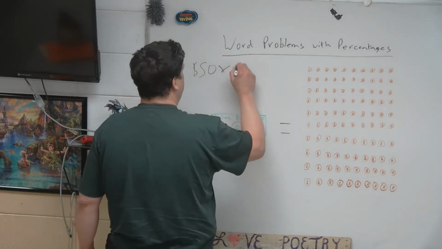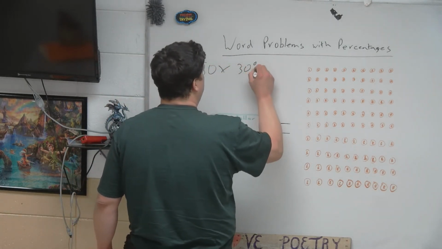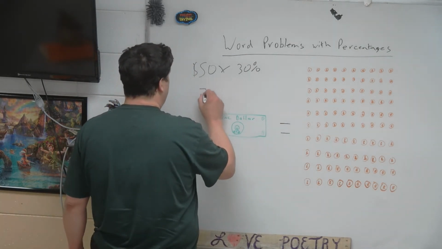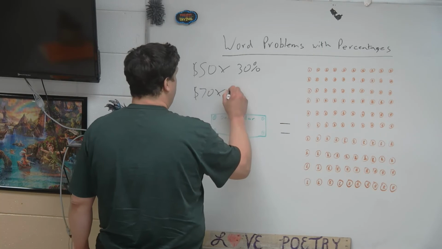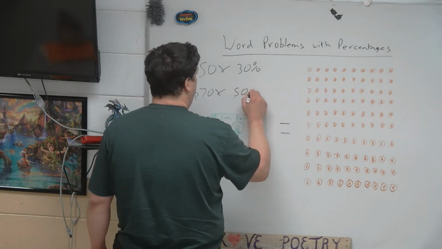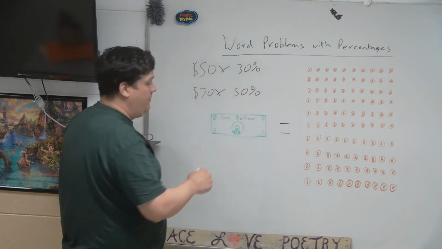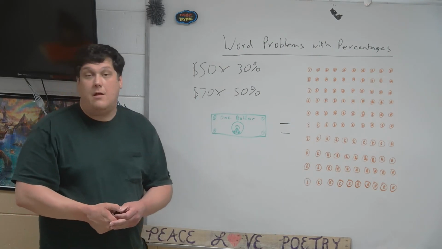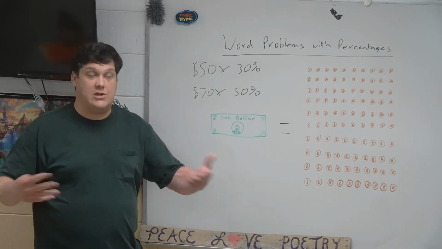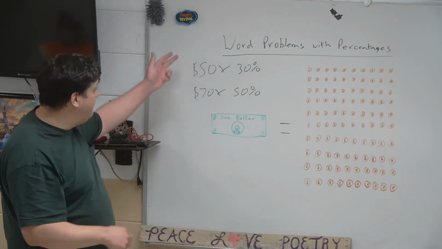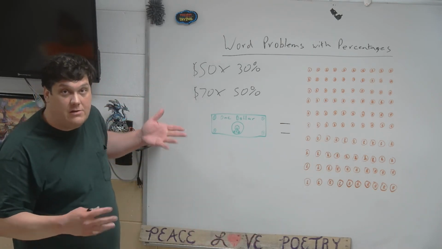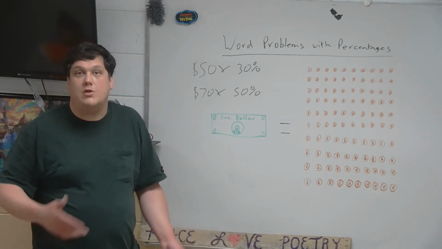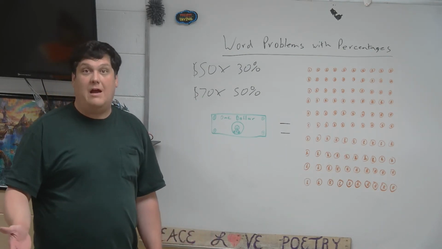$50 times 30% off. That's one pair of jeans that we could buy, or we could buy another pair of jeans that are $70 times 50% off. That's our discount. And we have to figure out which pair of jeans is the better buy. Maybe they're identical jeans at two different stores, but the two different stores have two different prices and they're running two different sales, two different discount rates. So, to which store should we go, or to which website should we go and buy the jeans?